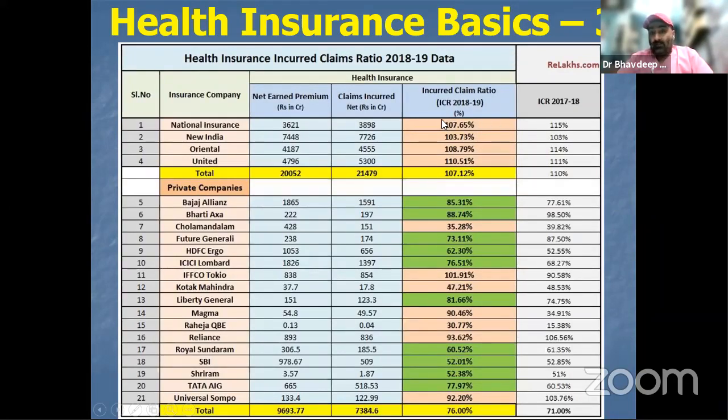ICR does not matter alone. In ICR there are 2-3 factors. If the claims incurred are more sometimes, that means the company has genuinely honored them. If the claims incurred are less also, see for the private, except for IFCO Tokyo, all are less than 100. But the private players are more in the market. They are selling more policies, not in numbers, but otherwise. Even SBI is a Sarkari one, but still it is in the private list. See the number of policies in crores it is selling.